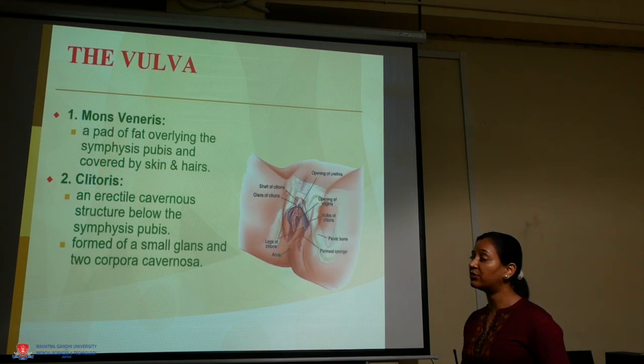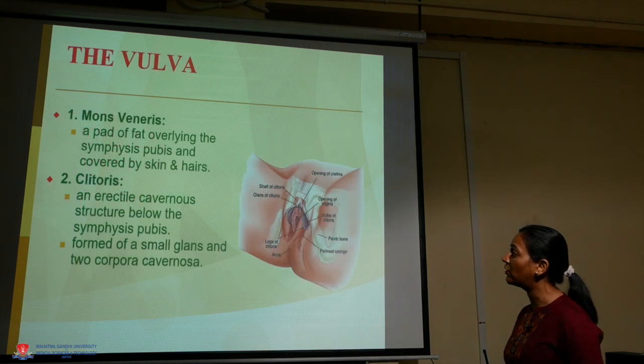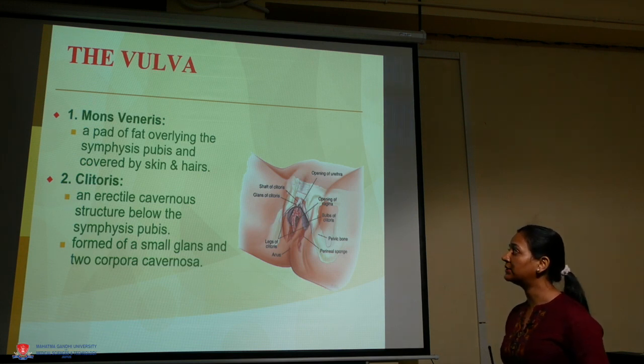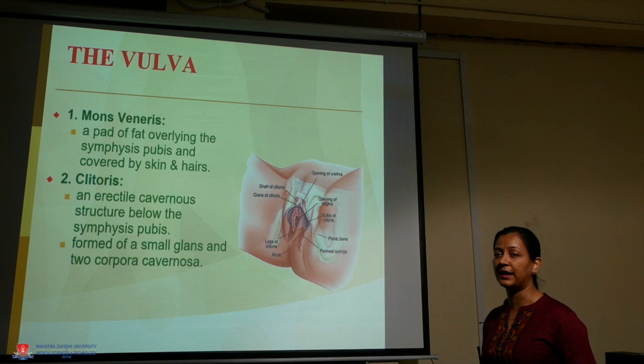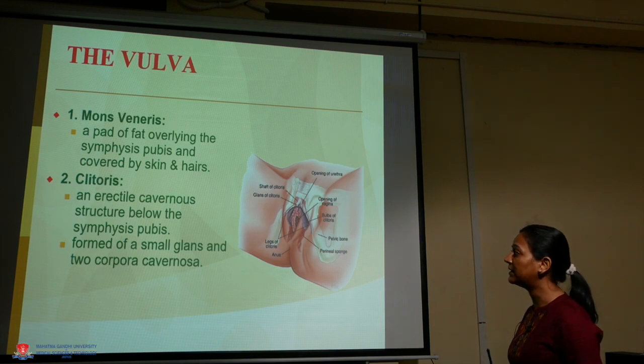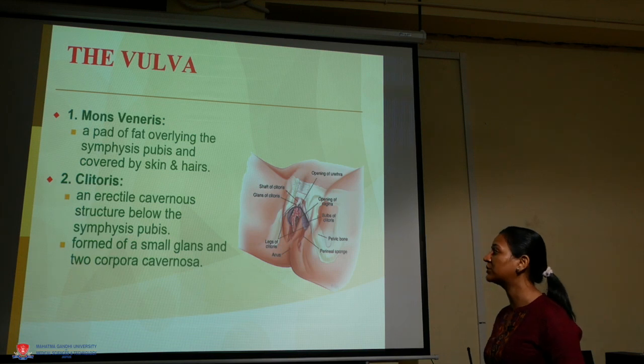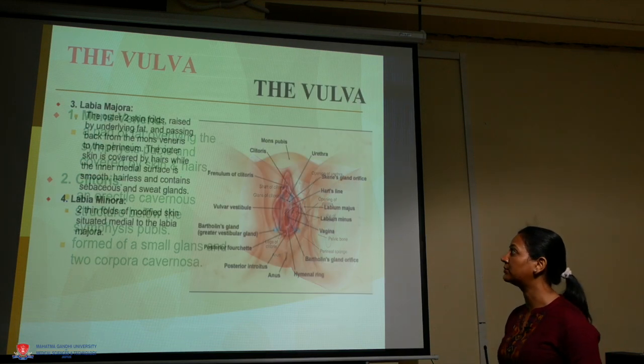First let's talk about the vulva. Vulva has the following parts. First is the mons. It is a pad of fat overlying the symphysis pubis and covered by skin and hairs. Then comes the clitoris. It is an erectile cavernous structure below the symphysis pubis. It is formed of a small glans and two corpora cavernosa.